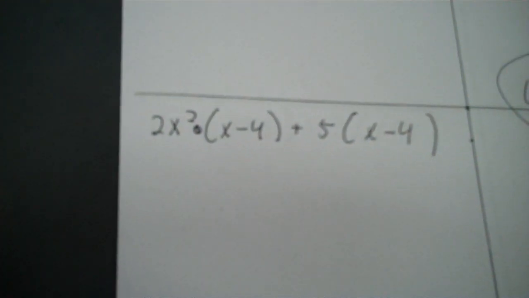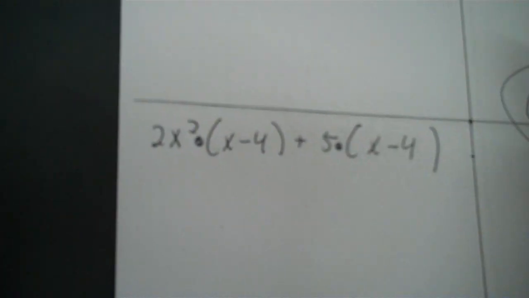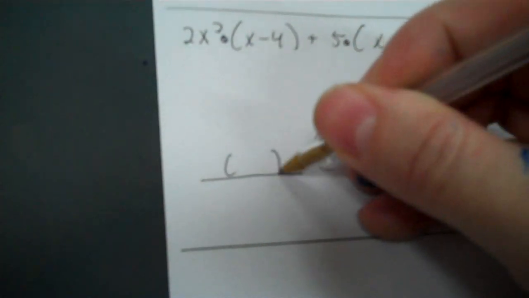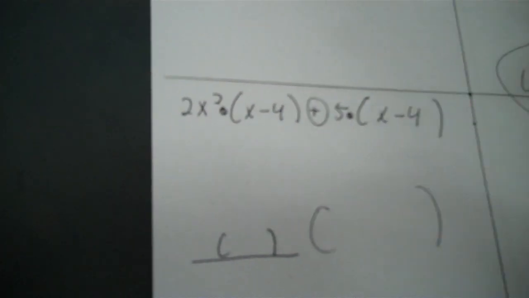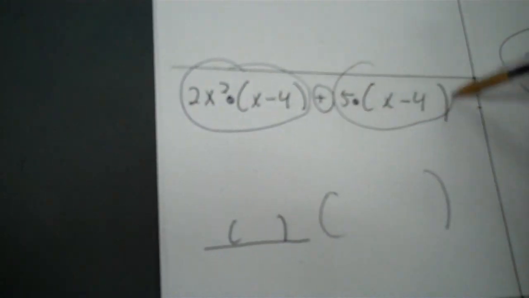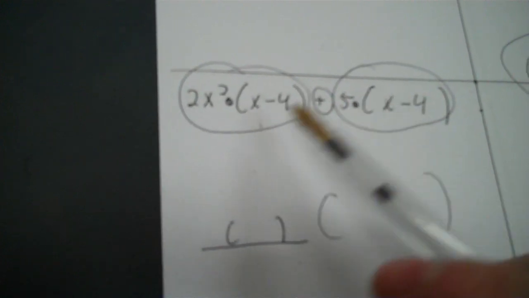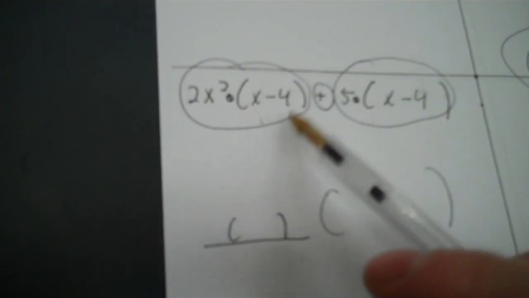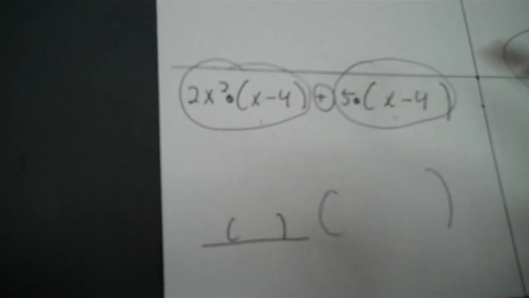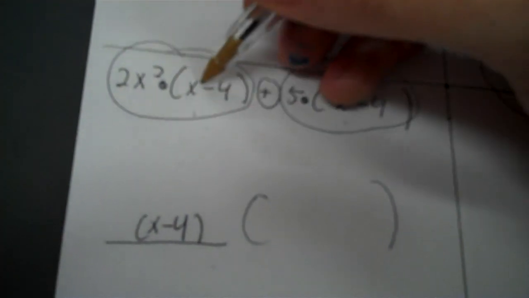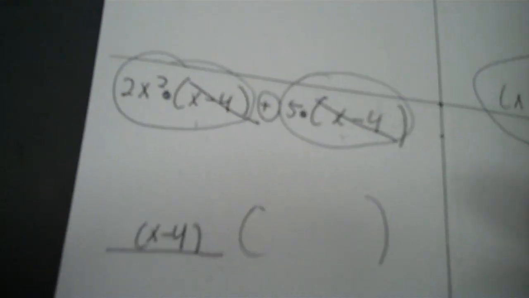Okay, next problem, 2x to the second power times x minus 4 plus 5 times x minus 4. So again, space parentheses, little parentheses in the space. So here's a plus sign. And the plus sign splits one term from the other. So in each term we have the parentheses of x minus 4. So we're going to put the parentheses x minus 4 outside. Now cross it out because I'm dividing by it.